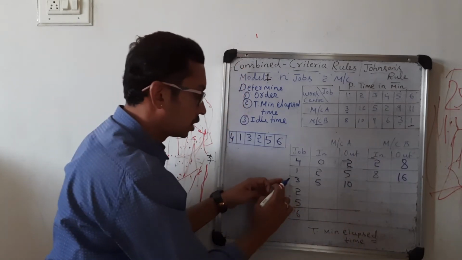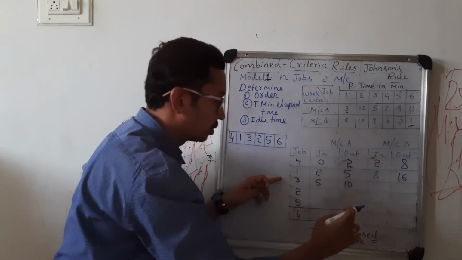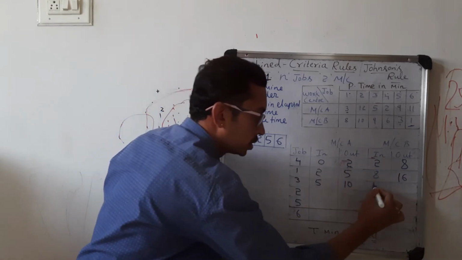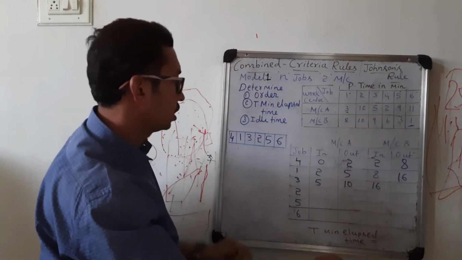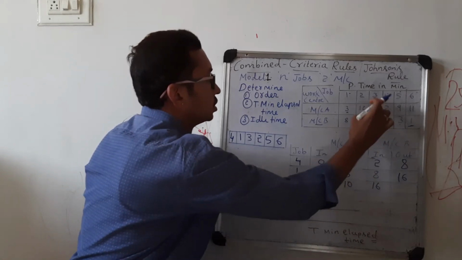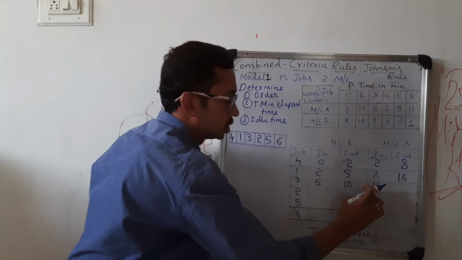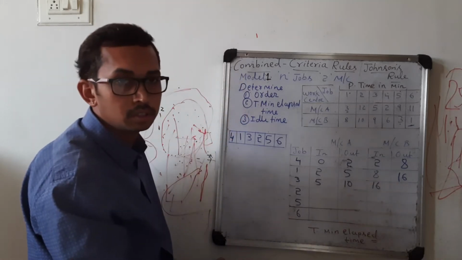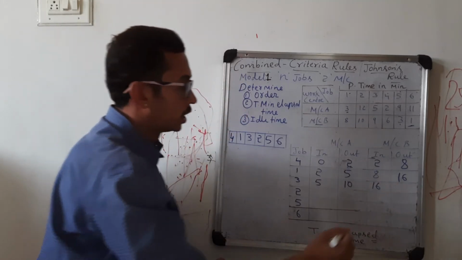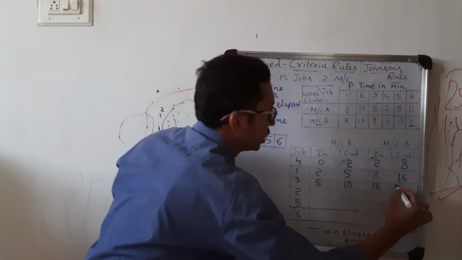So job 3. What will be the in time for machine B? Whether it is 10 or 16? It will be 16. Okay. So machining time in machine B will be 9. 16 plus 9. How much is this? It will be 25.